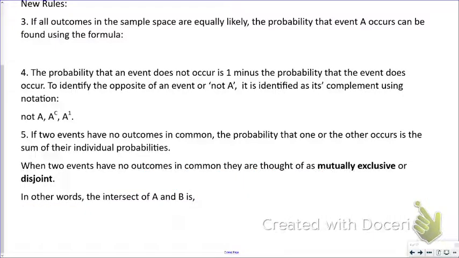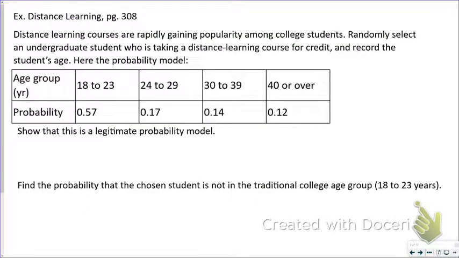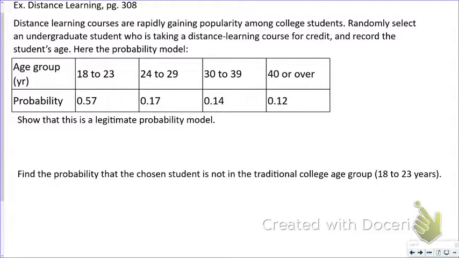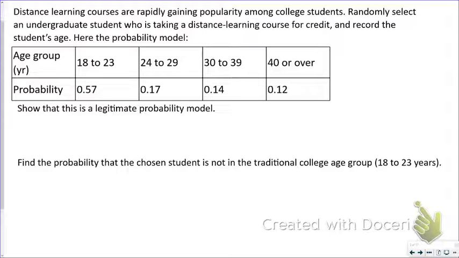Moving on, I think we have an example, an actual probability problem. We do. It's about college classes, students taking them from far away, probably online courses, and it says show that it's legitimate. So all they're implying is that you check that they all add up to 1. So please double check that they all add up to 1. And since they say show, I would write something like this. And they do. When you type it in, they add up to 1.